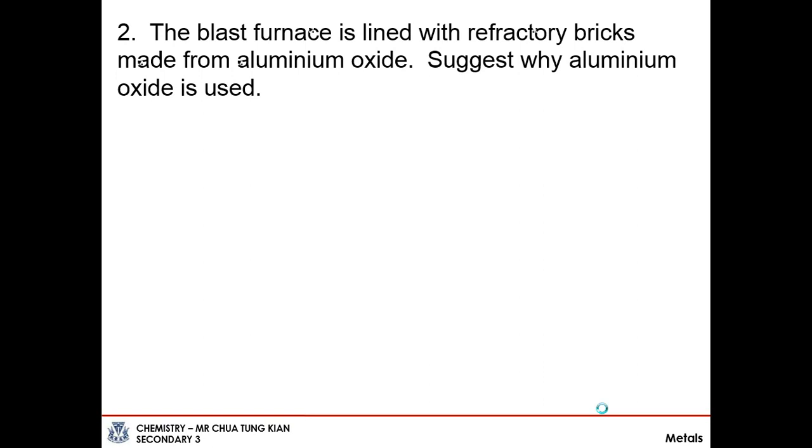Why don't we use something like aluminium? Simply because in the blast furnace, if you recall, temperatures can reach up to 1900 degrees Celsius. It is really high. So we need something with a very high melting point like aluminium oxide. So why is aluminium oxide's melting point very high?